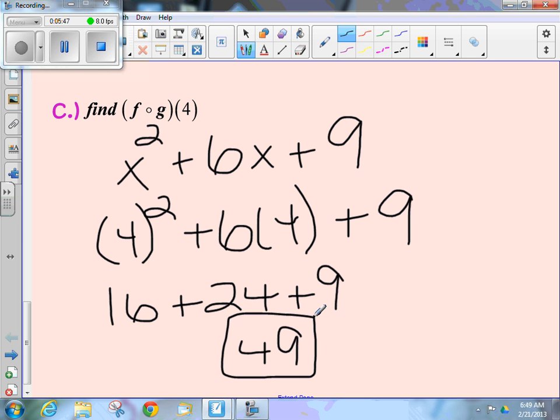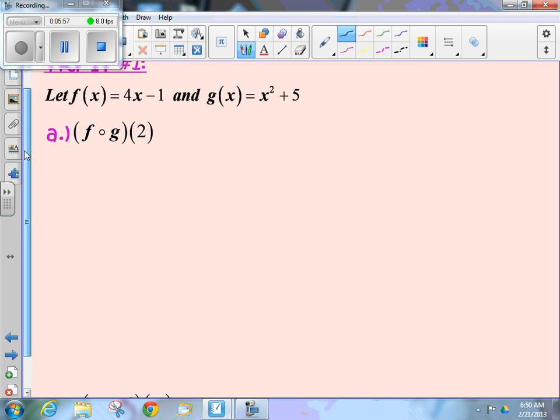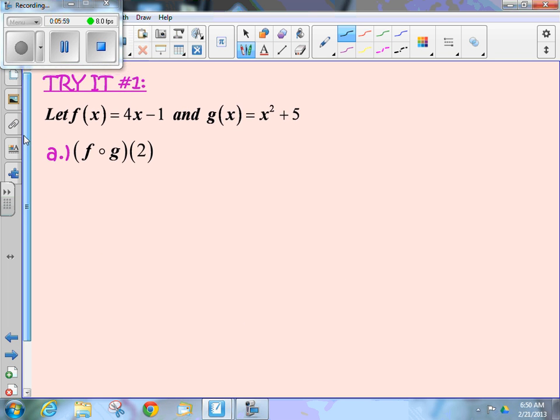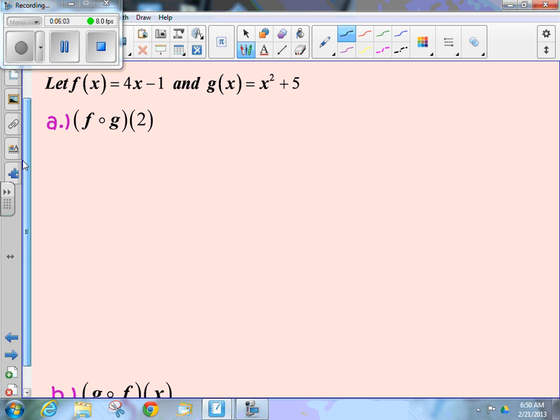Okay. F of g of x, you're going to start with f and plug in g. G of f of x, you're going to start with g and plug in f. Let's try some. I'd like you to try these two, please. Here's try it number 1, A and B. Okay, can you see that? Try it number 1, A and B.